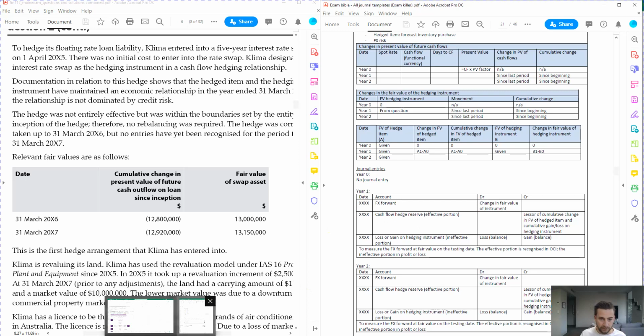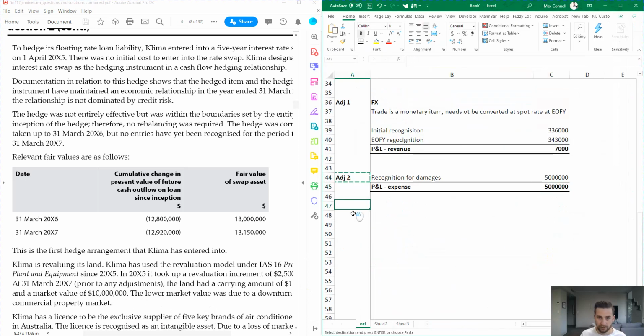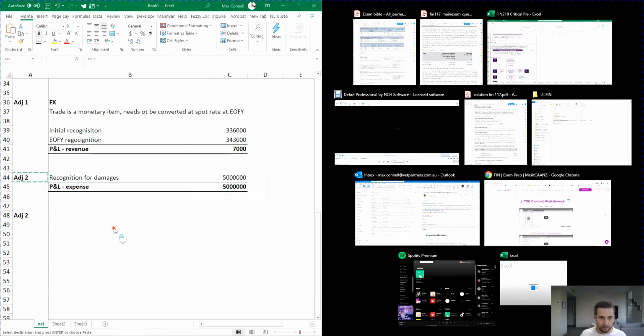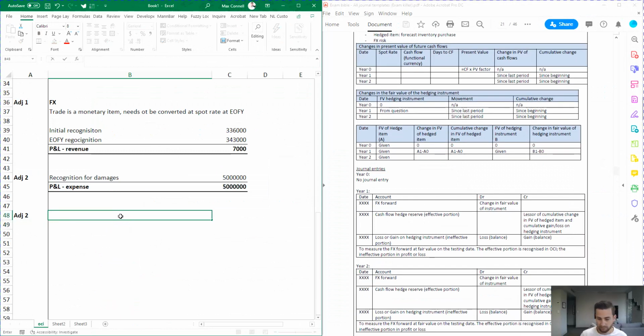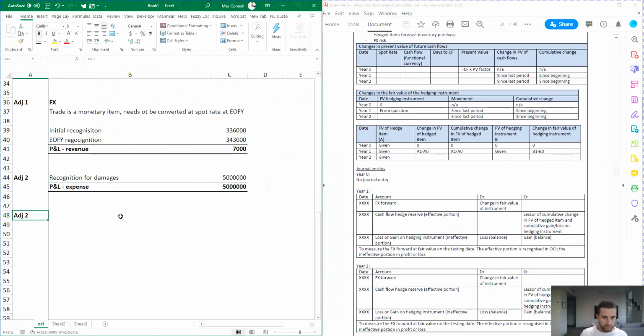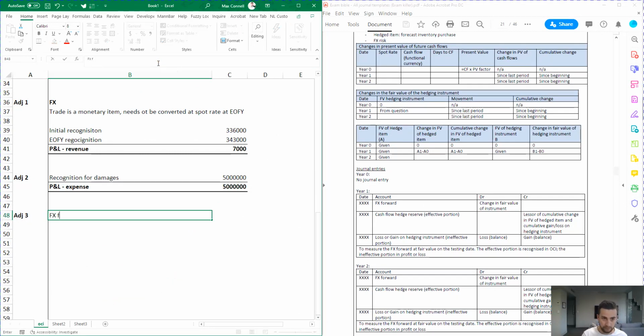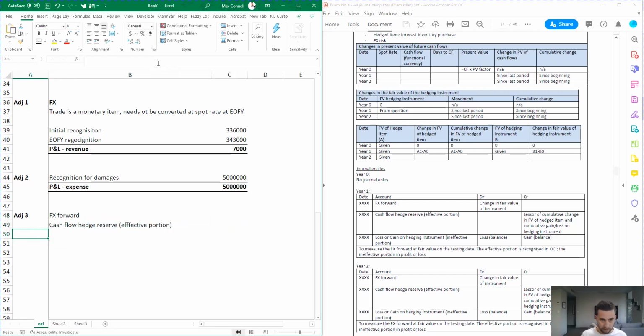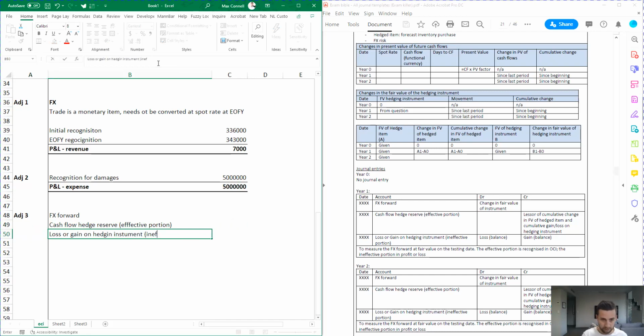Okay, so let's put that in our workings over here for adjustment 3. So the journals are going to be, I'm just going to write them down: FX forward, cash flow hedge reserve, effective portion, excuse my spelling, and then loss or gain on hedging instrument, ineffective portion, again, excuse my spelling.